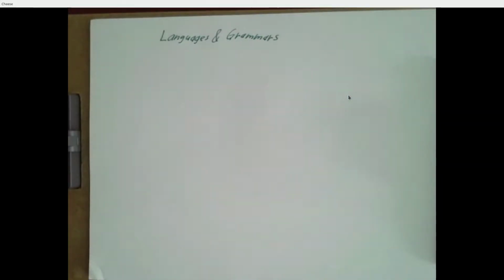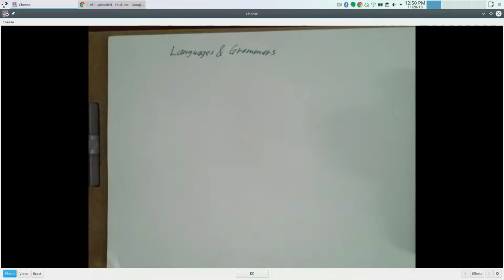And languages and grammars will take us into things like state machines, and it will take us into Turing machines and questions of NP completeness and the halting problem and all kinds of strange open questions and disturbing theorems, which is a good way to end the course. So let's start with languages and grammars.